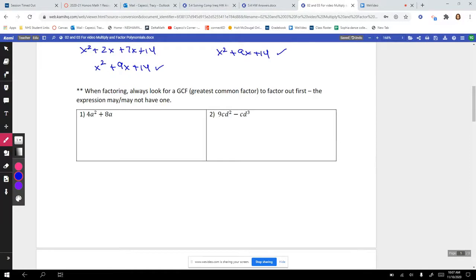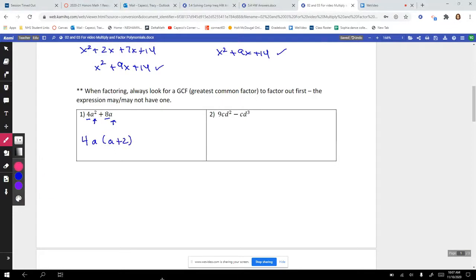When factoring, always look for a GCF, or greatest common factor, to factor out first. The expression may or may not have one. So I'm going to look at both the numbers, which are the coefficients, as well as our variables. Out of a 4 and an 8, a 4 can go into both. Of a squared and a, I'm going to take the lowest power, which is a. So I'm left with 4a, and then I get a plus 2.